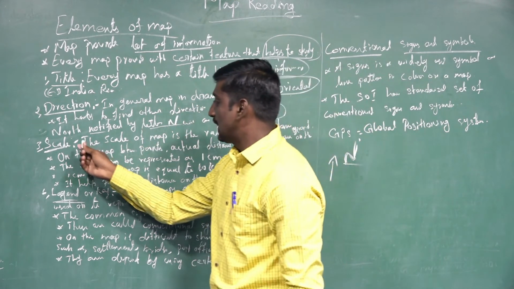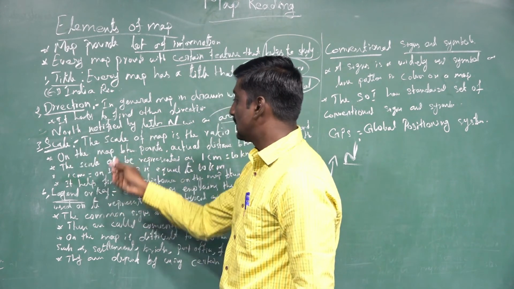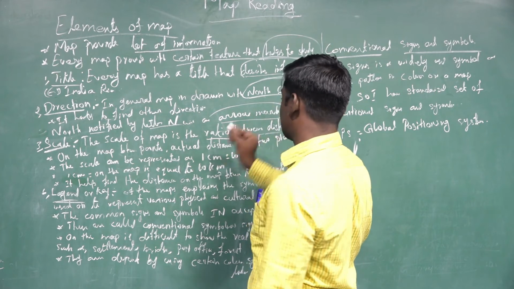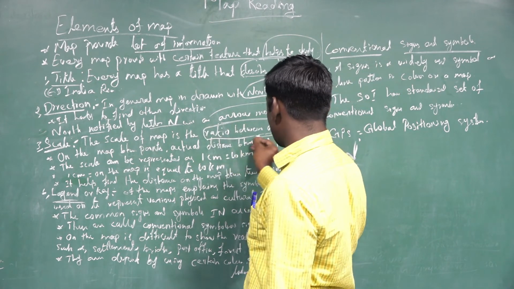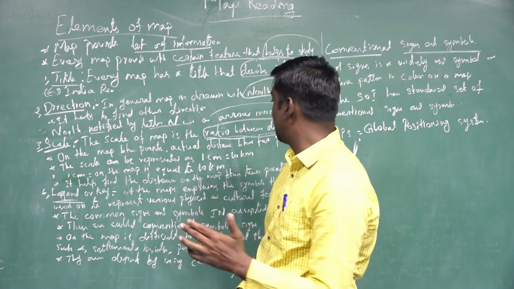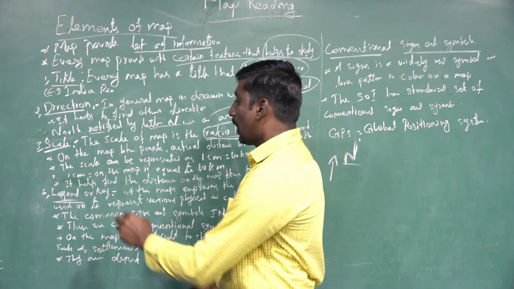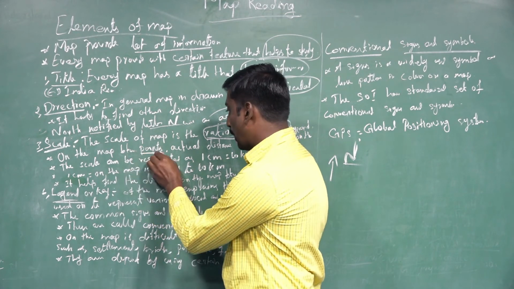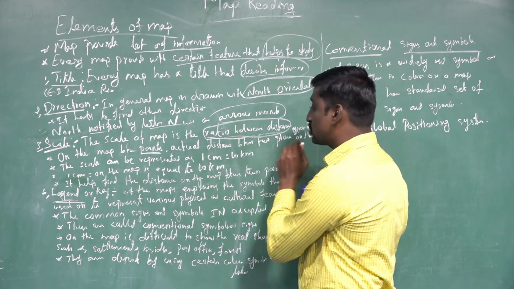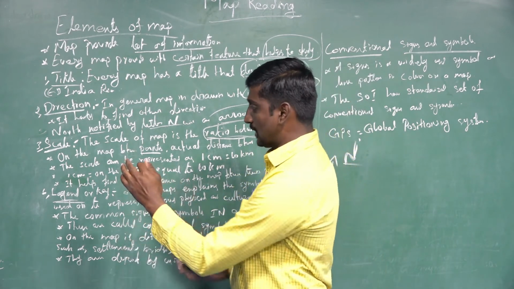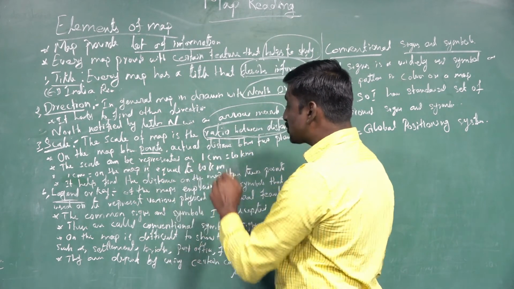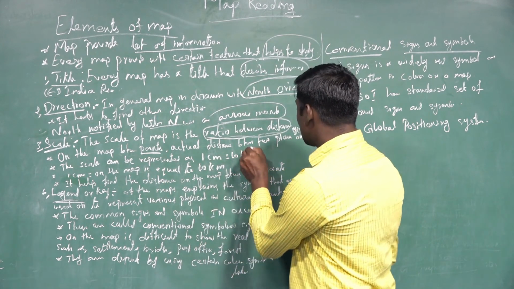Okay, and next one, scale. The scale of a map is a ratio between the distance on the map between one point and the actual distance between two places on the ground. The scale is very important.